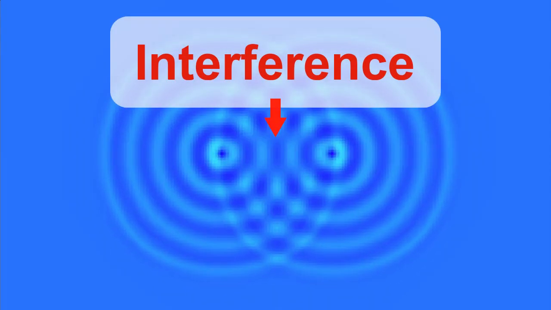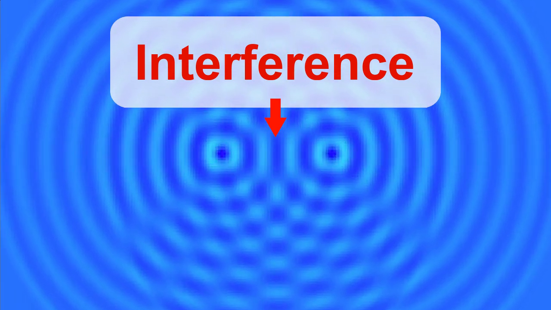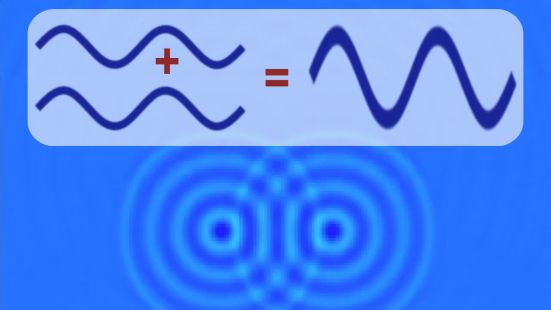Waves can interfere with each other. This means when two waves overlap in space, the amplitudes of the waves are added together. When two peaks of a wave overlap, they reinforce each other, resulting in a larger amplitude along the overlapping region. This is called constructive interference.